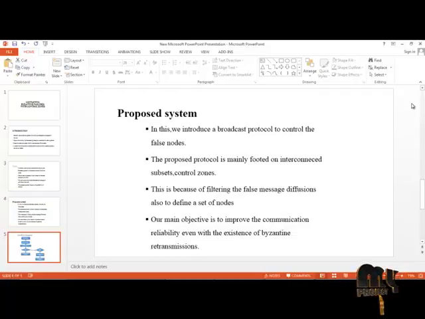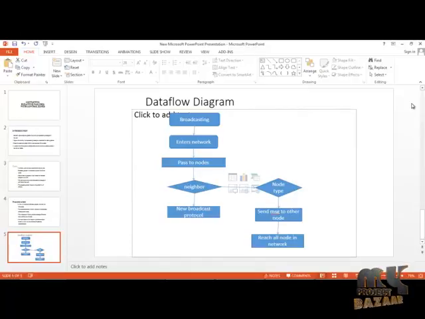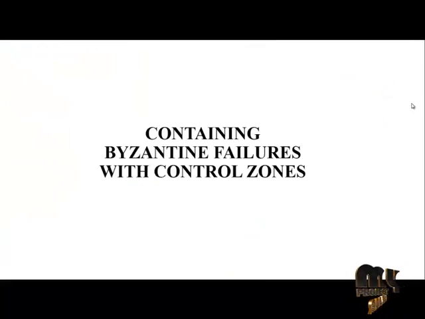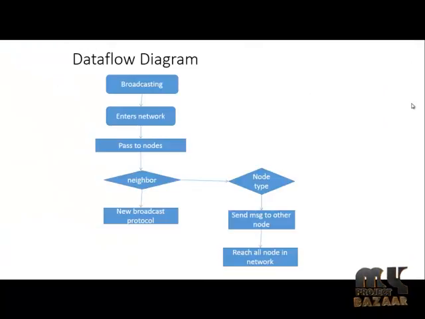So here we go for the flow diagram of our process. First, the broadcast message to be sent is chosen. Next, the message enters the network, and the message is passed to all nodes in the network. After passing the messages, it is verified whether the node is a neighbor node or a non-neighbor node. If the node is a neighbor node, our newly proposed broadcast protocol is applied. If the node type is not neighbor, it is sent to the other nodes in the network.